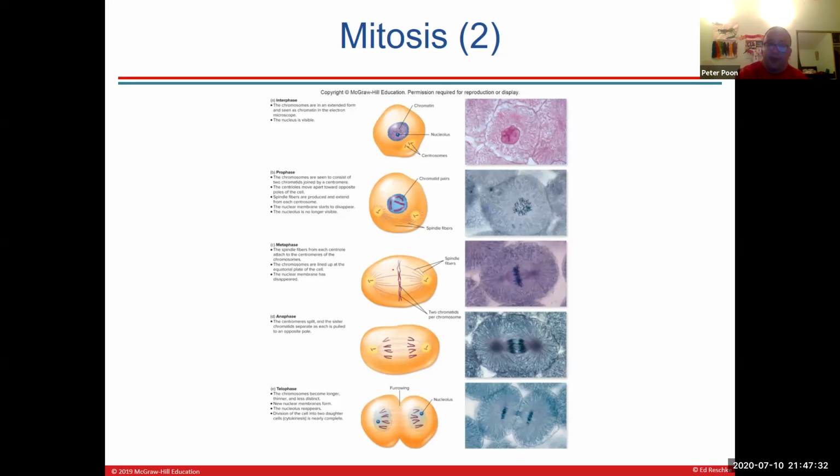Metaphase is the easiest one to see, and the chromosomes are all in the middle. Anaphase, the chromosomes are moving to opposite sides. Telophase, you're forming a new nucleus, and you're unraveling the DNA. In a lot of ways, telophase is the opposite of prophase.